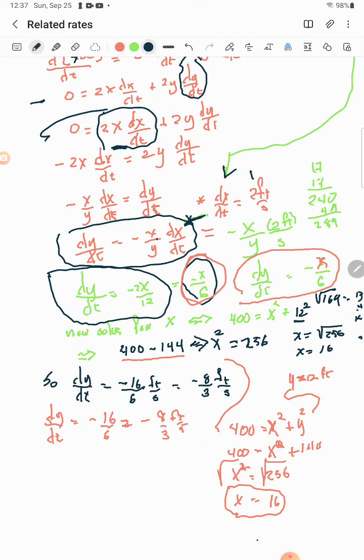Let me put that in black. So dy/dt is equal to minus 8/3 feet per second. That's the rate at which y is coming down. And that's the answer. So that's how we use one example of what we call related rates. I'll do another example here shortly, but that's good.